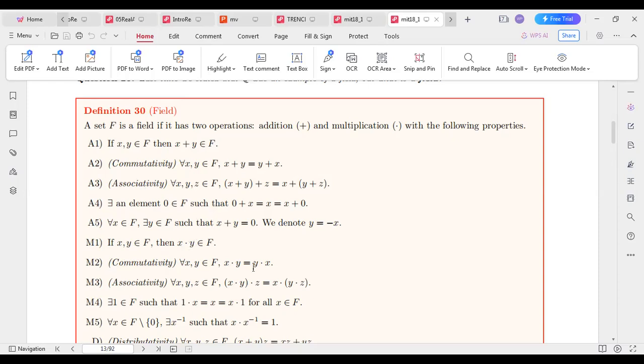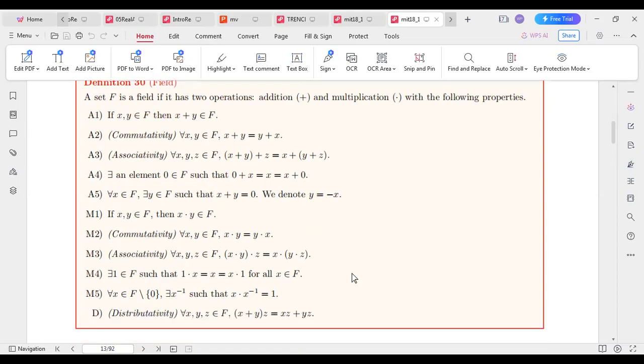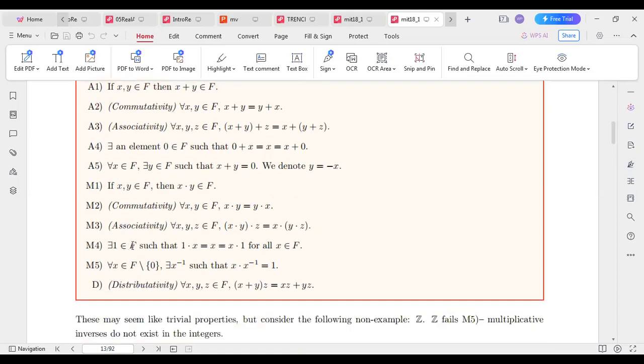Similarly, commutative law for multiplication, associativity law for multiplication, and existence of identity element 1 belongs to F such that 1 into x equals x, and equals x into 1, for all x belongs to F. So 1 is the identity element, and for all x belongs to F, if x is a non-zero element, there exists x inverse such that x into x inverse equals 1. That means the multiplicative inverse exists.